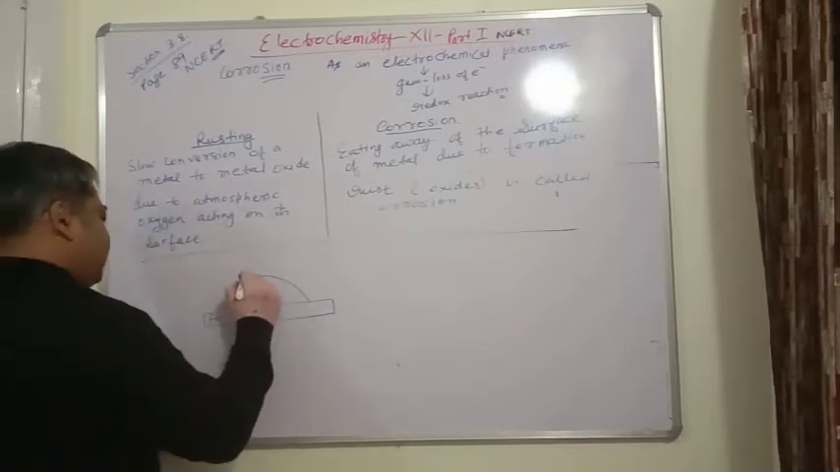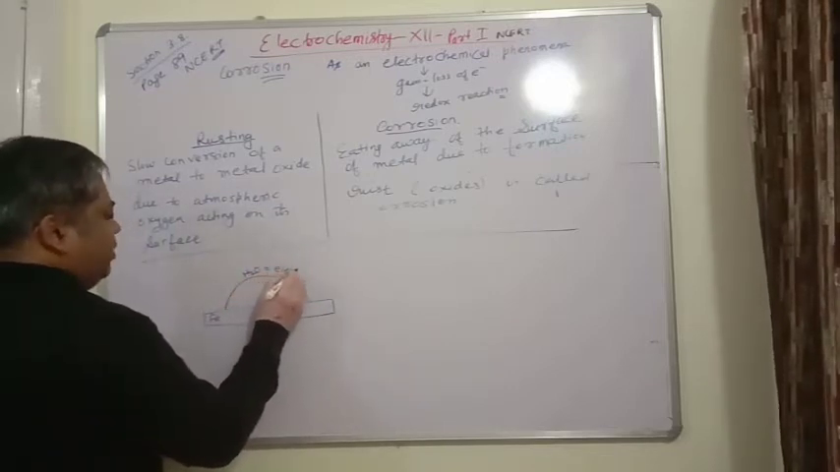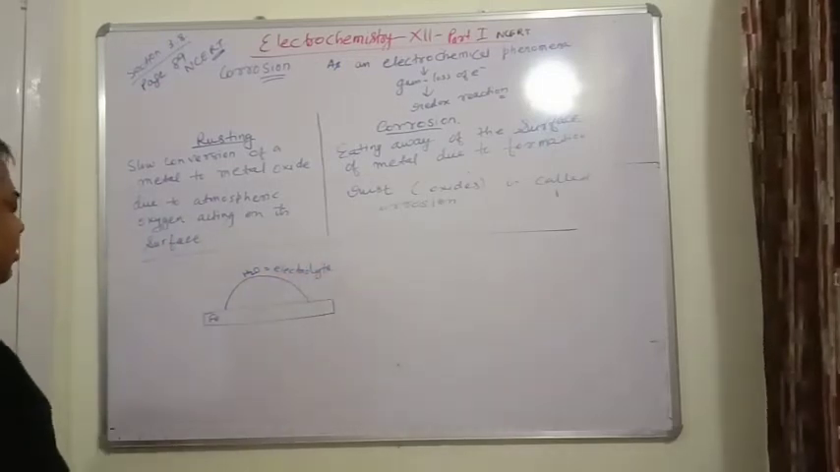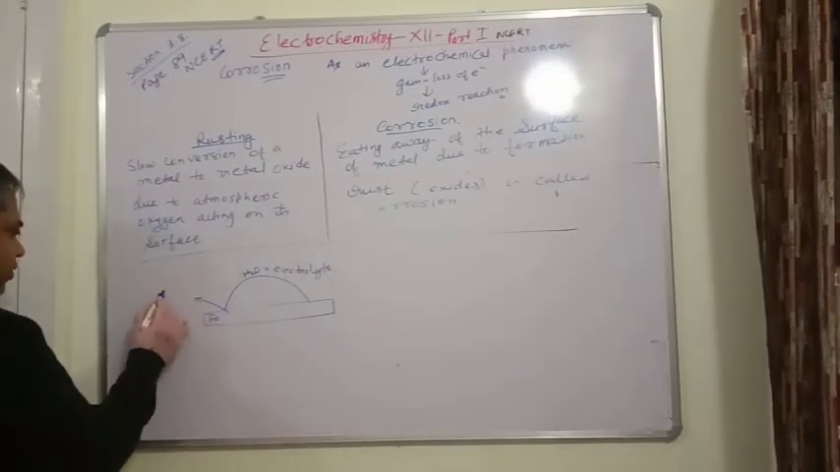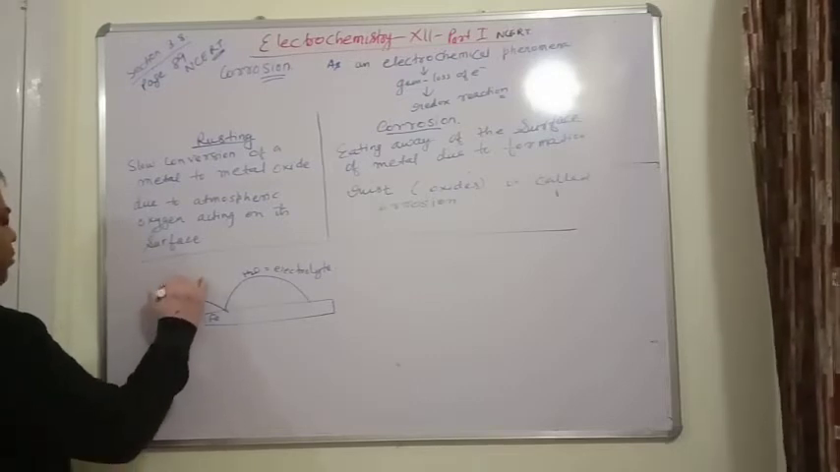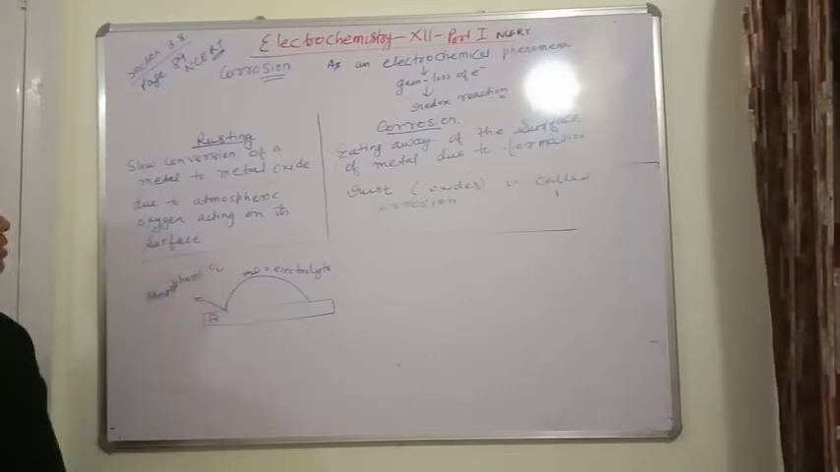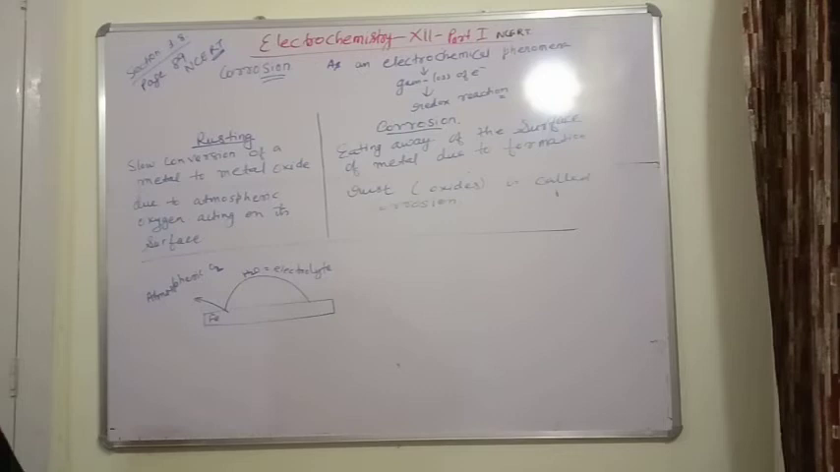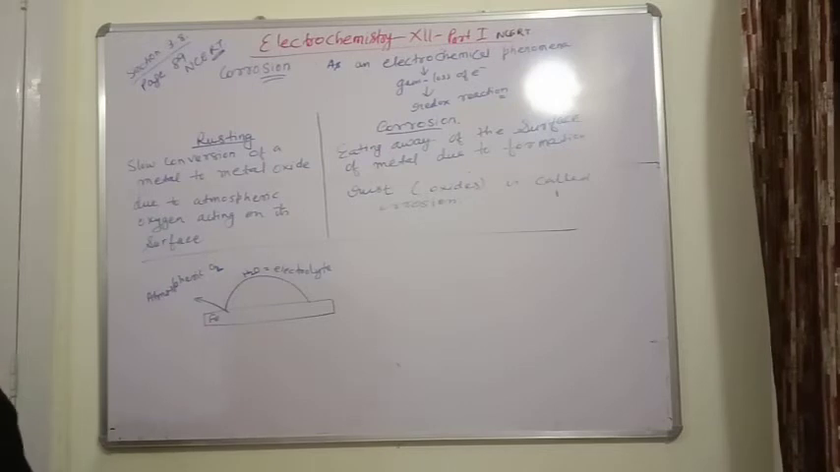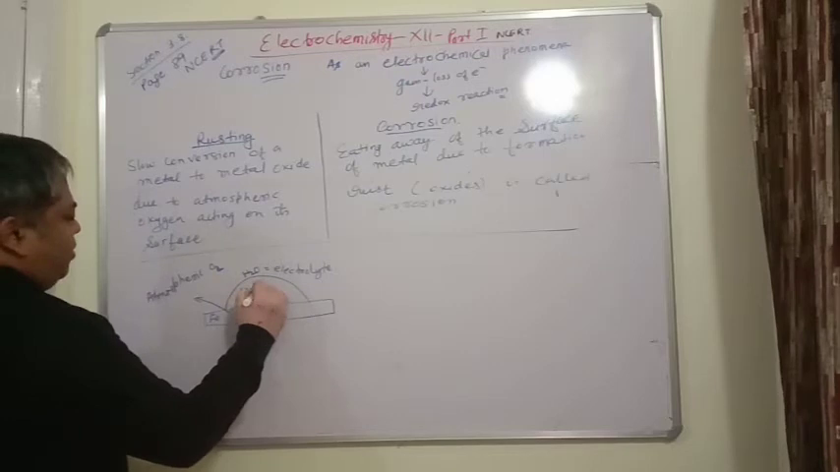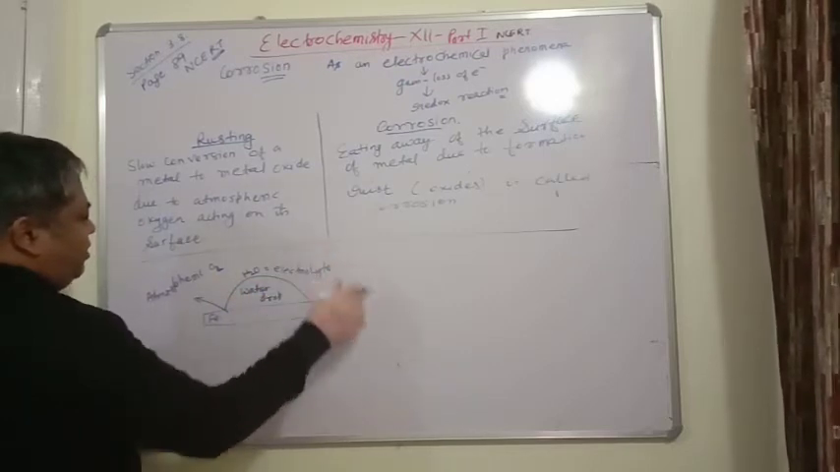This droplet of water contains H2O as electrolyte. Now if it is distilled water, rusting would not take place. And on the surface, or at the interface, atmospheric oxygen is there. So the oxidizing agent is O2. Fe is the metal which undergoes oxidation, and H2O acts as an electrolyte, and this is the water drop. Now this forms a cell.